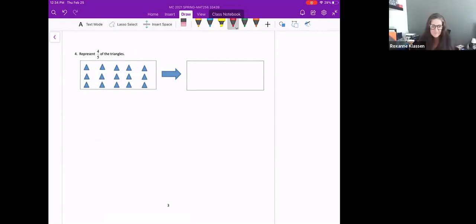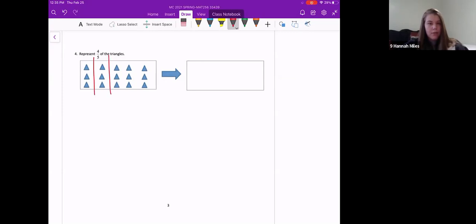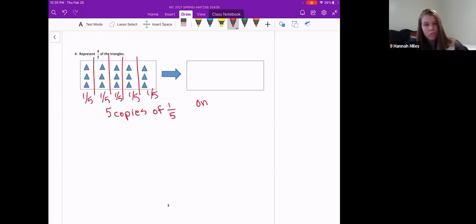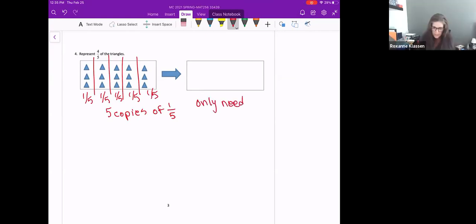So the whole is laid out pretty nicely. So if we draw a vertical line in between each of the sets of 3, we get 5 groups of triangles, and we need 5, so that's 5 copies of 1/5, and then we need 4 copies, so we just take 4 of those groups of 3, getting us 12 triangles. Nice. What do you think of Hannah's vocab?